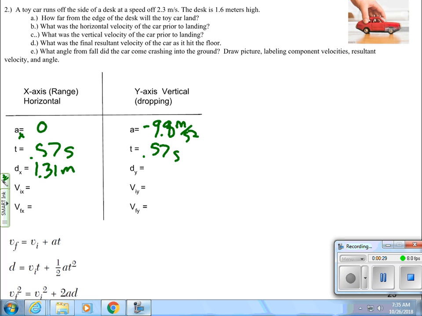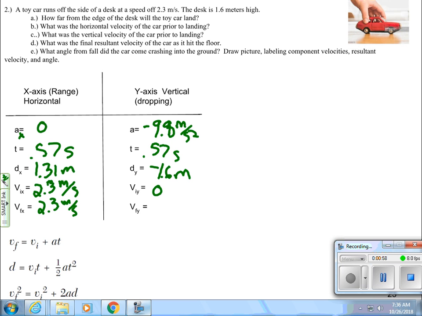That's the range. The height of the table technically was negative because the origin was from the top of the table and it went down 1.6 meters. The initial velocity of the car being flung off the table only occurred in the x direction, and it was 2.3 meters per second. And again, it does not change in the x direction, so those initial and final velocities in the x direction are the same.